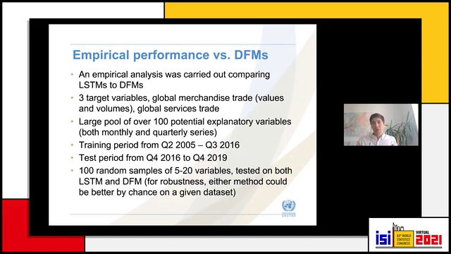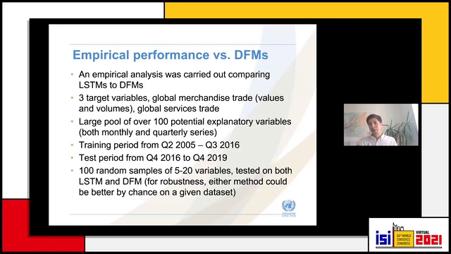Then for robustness, we took 100 random samples of between 5 and 20 of this pool of variables and trained LSTM and DFM models on those identical variable sets, and then assessed that performance on the test set, so this 2016 to 2019 period. So the analysis was performed on 100 different subsamples of independent variables for robustness. If we were to only test this on one particular set of independent variables, either methodology could be superior in that context just based on random chance.